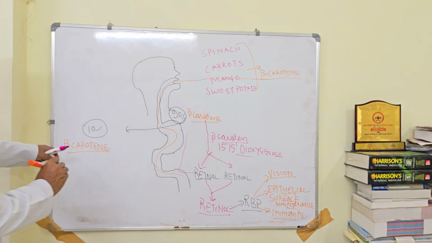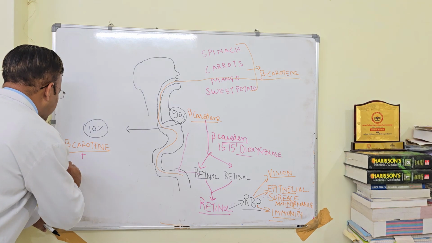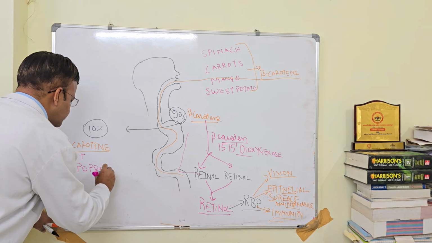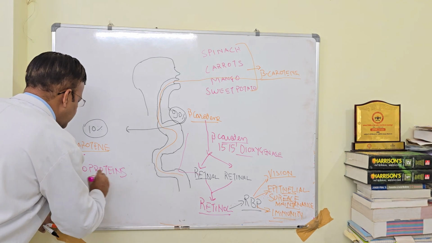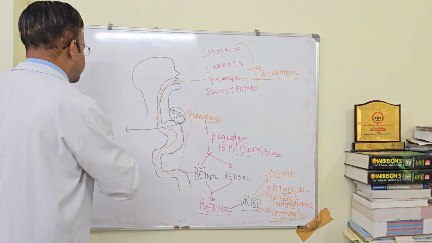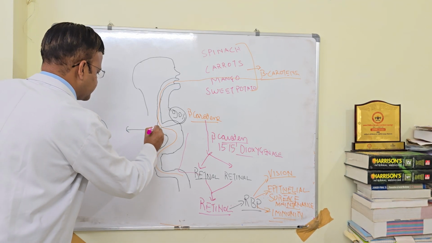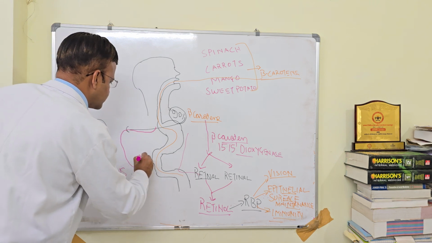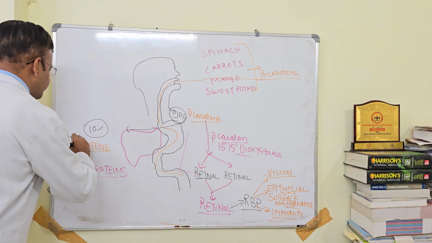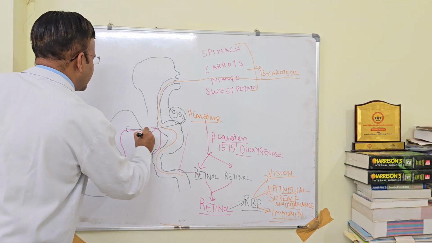Here this beta carotene is going to bind with lipoproteins present in the blood. And these lipoproteins will take it where? Any guesses? It will take it to the liver, right? So let's draw a liver over here. So beta carotene plus lipoproteins, it will take it to the liver, and from there it will be excreted out.